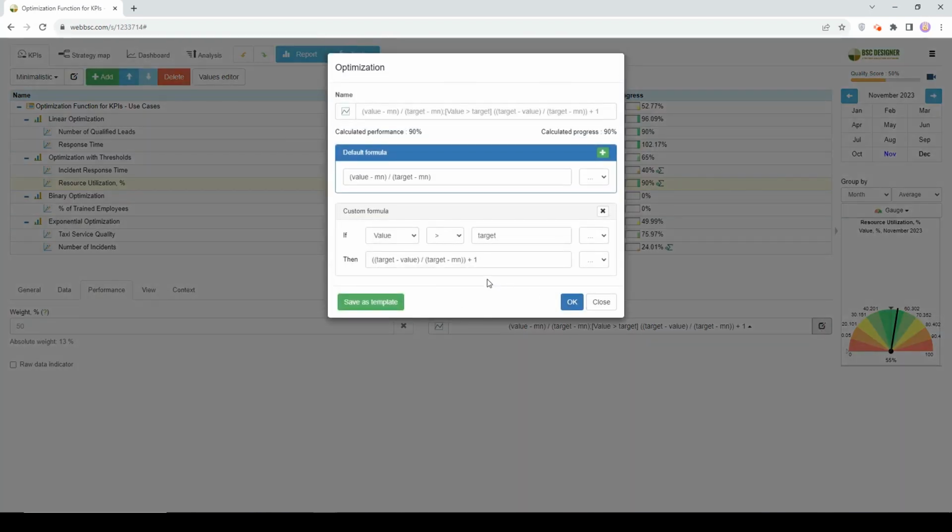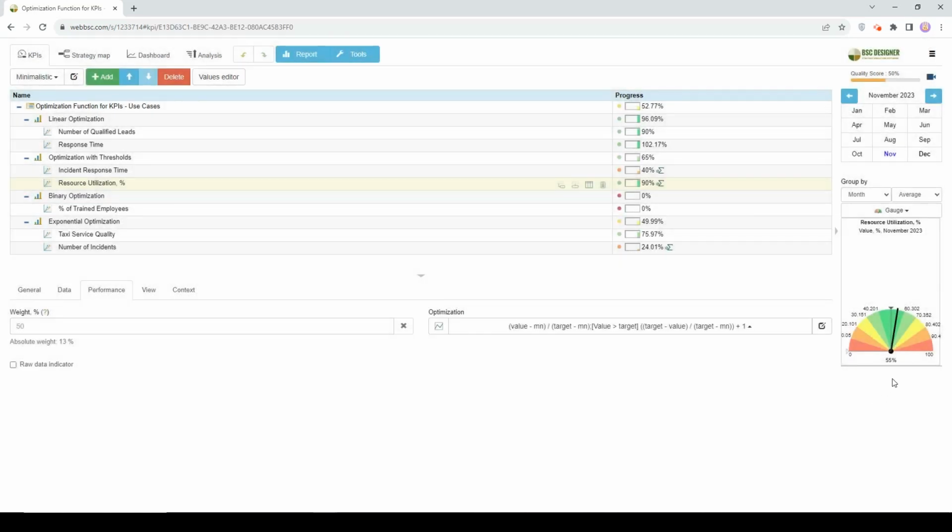On the interval of values lower than the target, linear maximization is used, and on the interval of values higher than the target, linear minimization is used. As observed on the gauge chart, to be in the green zone, we need to keep our current value around the target. Declining from the target in either direction will result in a decrease in performance.